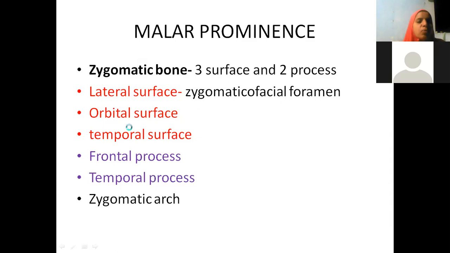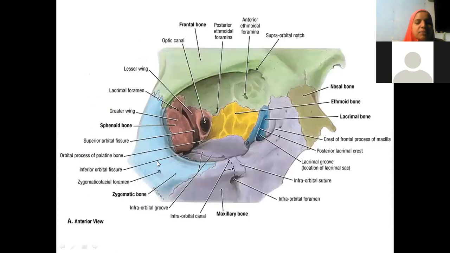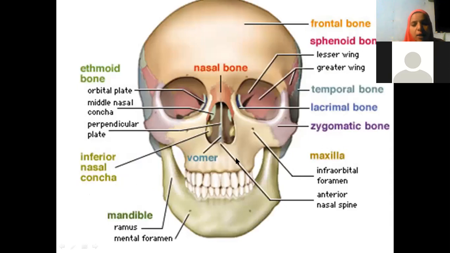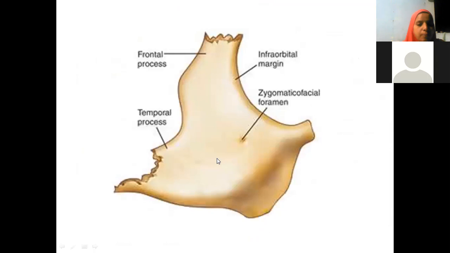So the zygomatic bone will have this orbital surface, which you are seeing in this sky blue color. It will have a temporal surface, a frontal and temporal process, and it gives the zygomatic arch also. This area towards the orbit is the orbital process. Towards the maxilla is the maxillary process. Towards the frontal bone is the frontal process. Towards the temporal bone is the temporal process. The temporal process only will continue as the zygomatic arch.